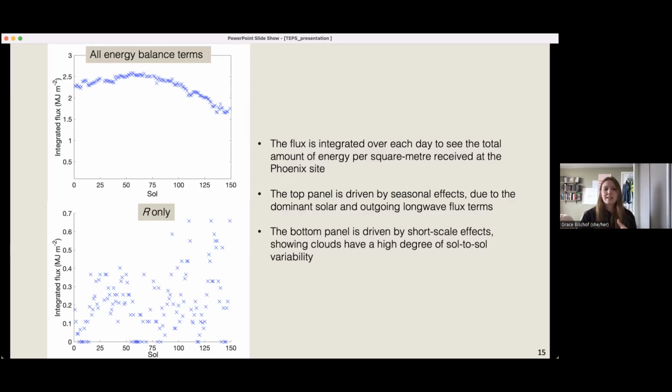So this indicates that clouds are driven by short scale effects, and that is shown by this high degree of sol to sol variability. The annular cloud, which I noted on the last slide, in the years in which the temporal coverage of the cloud was really high, they noted as well that the annular cloud has a high degree of sol to sol variability. So that is shown in what we have here as well.